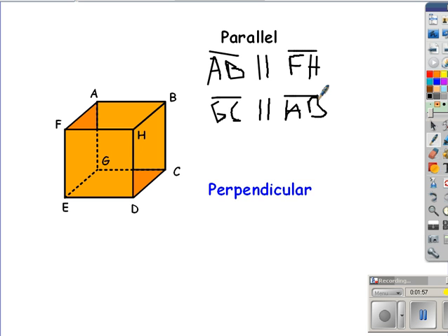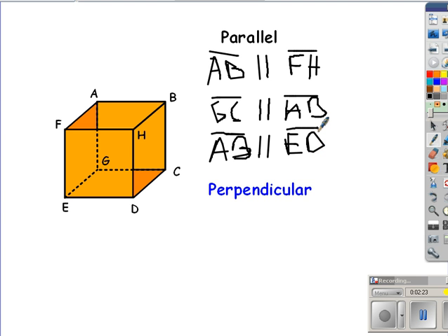And one way to remember that is they're going in the same direction, and they never intersect. So AB ends up being parallel to ED. There we go.